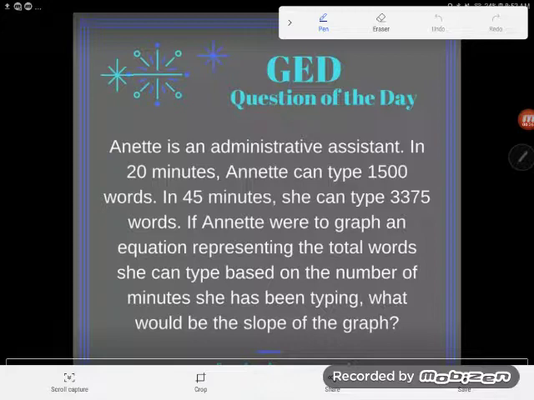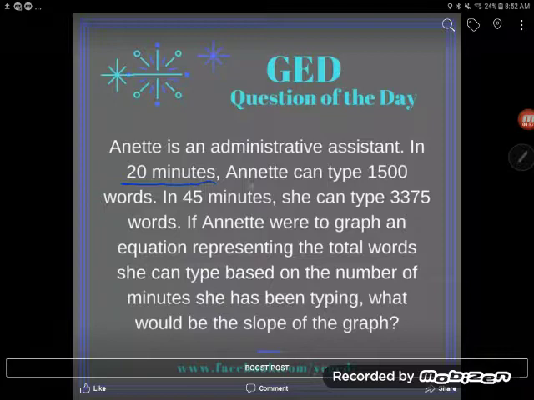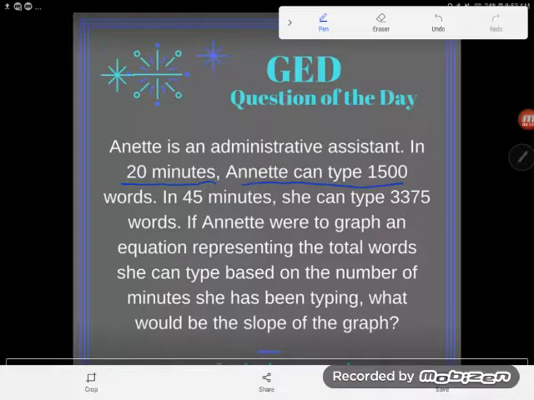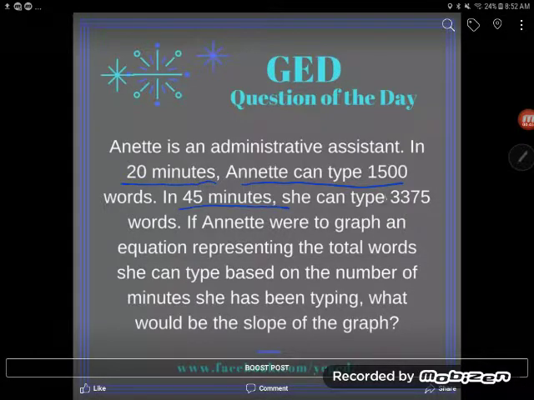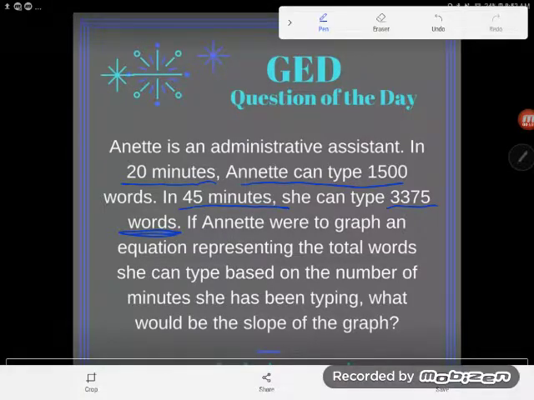So here's a word problem. Let's take a look at it. It says Annette is an administrative assistant. In 20 minutes, Annette can type 1,500 words. So I see this related pattern here. She can type 1,500 words in 20 minutes. In 45 minutes, she can type 3,375 words. Again, I see that same repetitive pattern, the relationship between minutes and words.